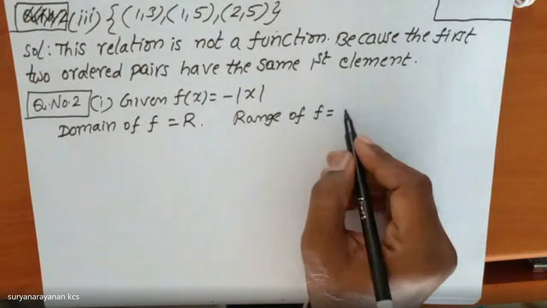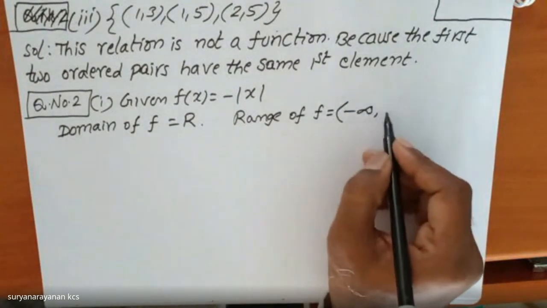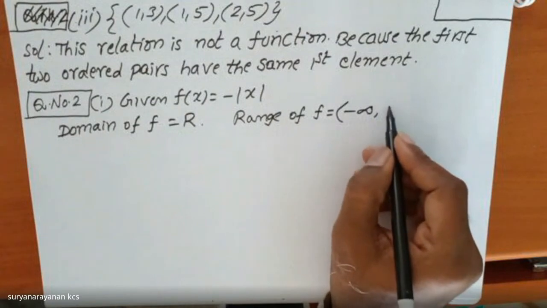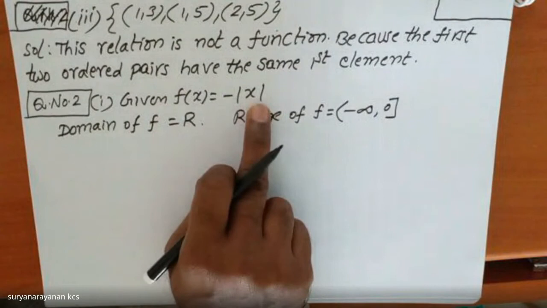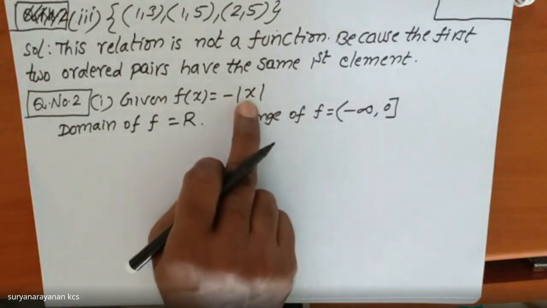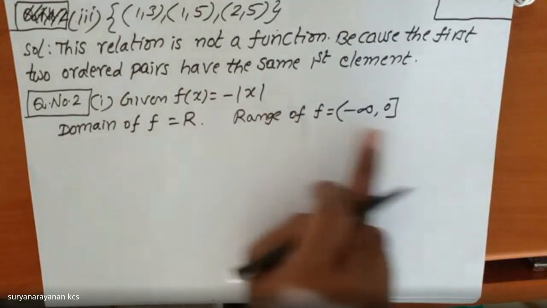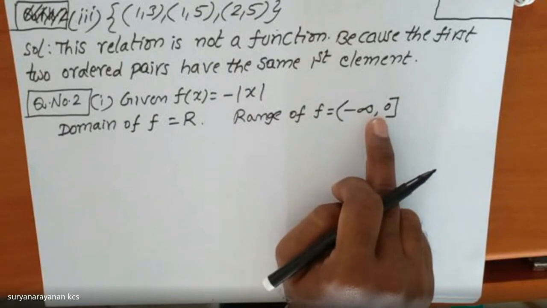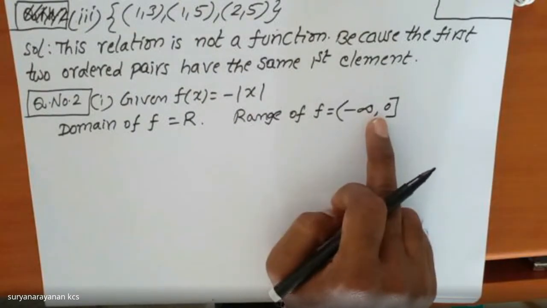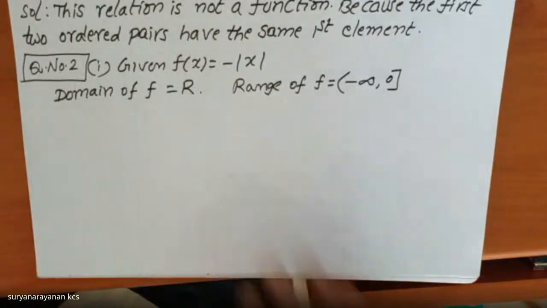Range of f is equal to minus infinity comma 0. It may be equal to 0 also. If you take 0, modulus of 0 is 0, minus 0 is 0. So this is the range of the given function. Okay, my dear children, understood this point?